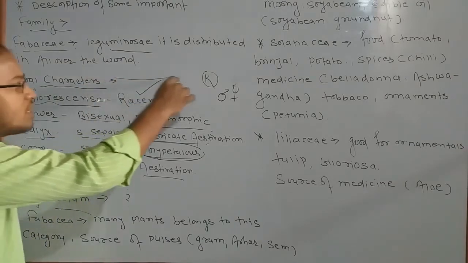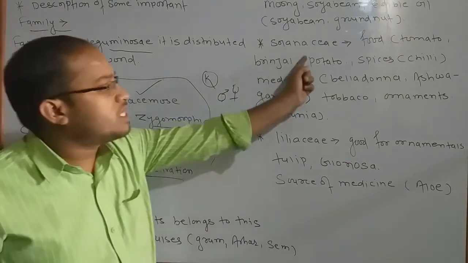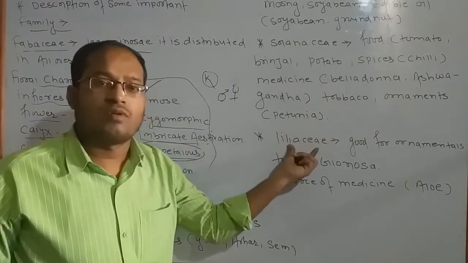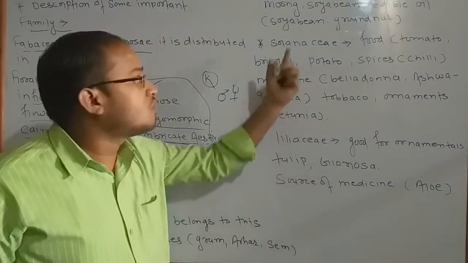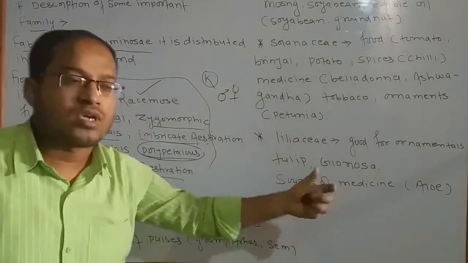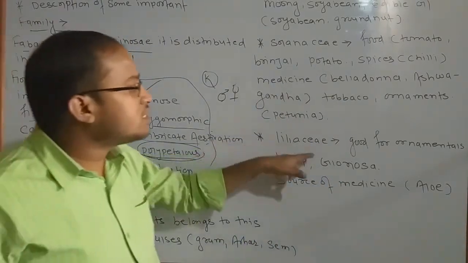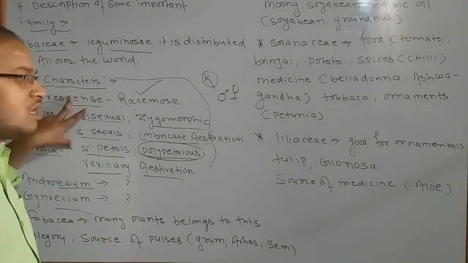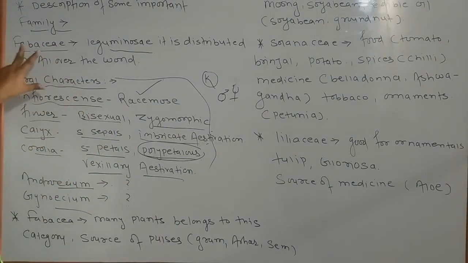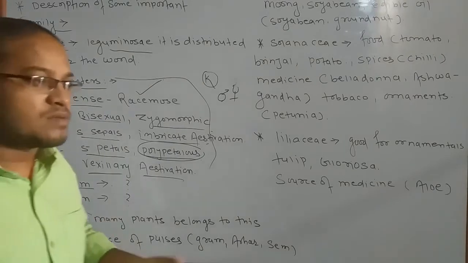ऐसे सारे floral characters जो हैं वो आपके Solanaceae में भी आएंगे and Liliaceae में आएंगे, but we will not study. ठीक है. We will study only the important parts of Solanaceae plants. में से कौन से plants आते हैं, उनका क्या economic importance है. Liliaceae में कौन से plants आते हैं, उनका क्या economic importance है. This is just an example of outcomes. और Fabaceae का भी हम देखेंगे. Fabaceae में सबसे important part क्या है.